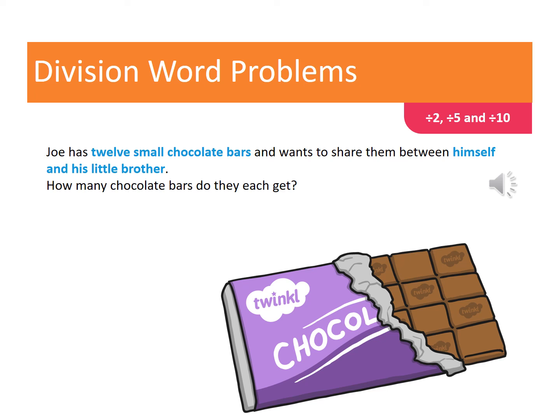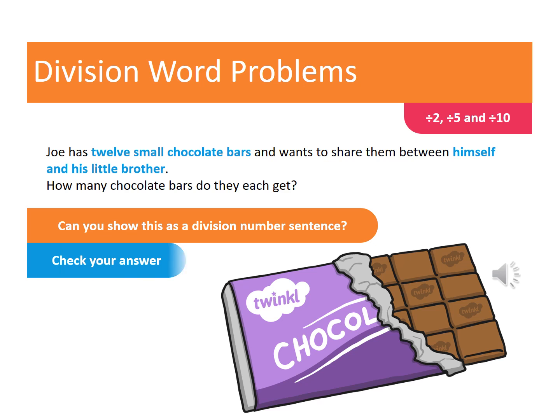Joe has 12 small chocolate bars and wants to share them between himself and his little brother. How many chocolate bars do they each get? Hopefully you remembered to divide by 2 because there's himself and his little brother. The biggest number is 12, so that always goes first. So we'd go 12 divided by 2. And 12 divided by 2 is 6.